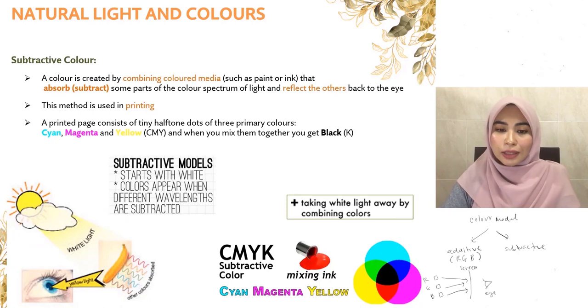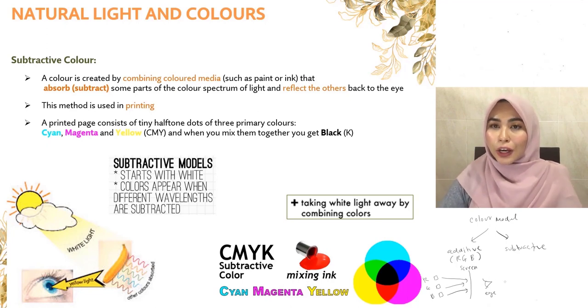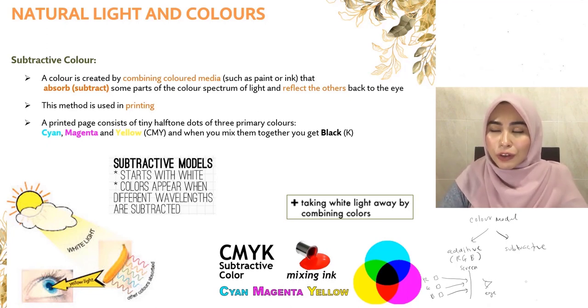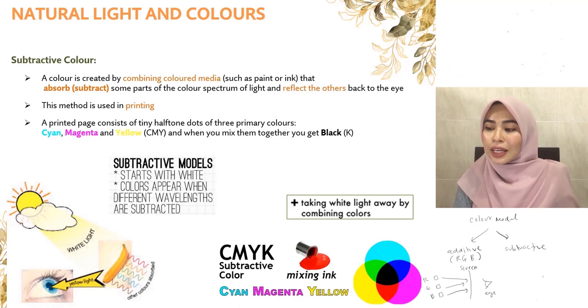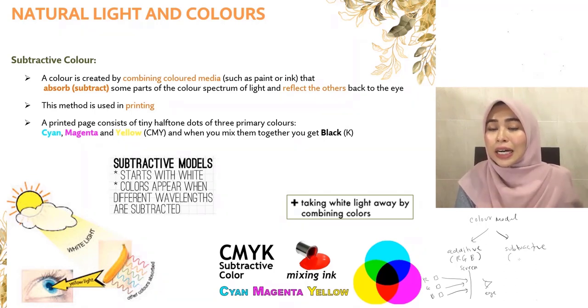Now, another color model is called subtractive color. Subtractive colors are colors that are created by combining colored media such as paint or ink that absorb some part of the color spectrum of light and reflect the other back to the eye. Earlier we talked about additive, meaning that we combine the light sources. Now, don't think about the light sources on screen, because with things like printing, we don't use light, right? We use ink. So these are colored media.